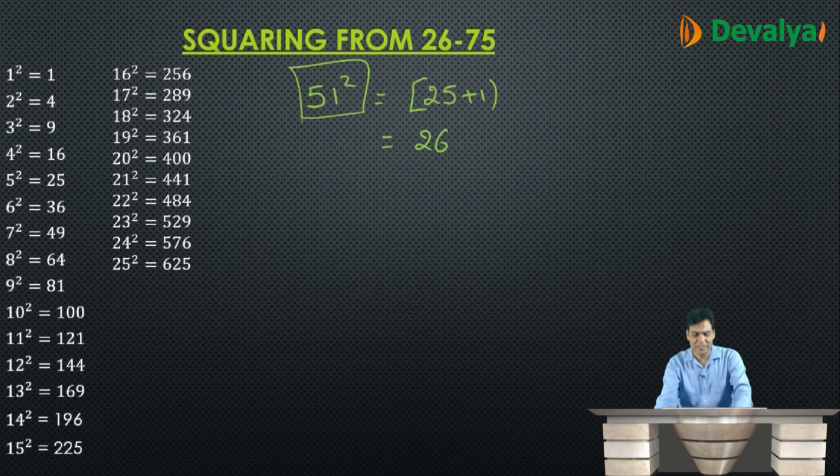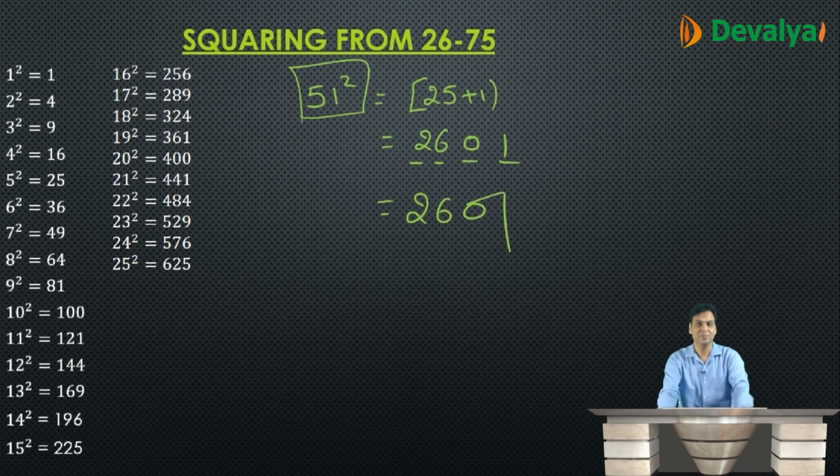This 26 is the first 2 digits of the square. So what are the last 2 digits? For that, I am supposed to calculate the square of the difference, that is 1 square, which is 1. Again, it's a 1-digit number, so I am going to write it as 01 in order to put it in 2 digits. So my answer is 2601.